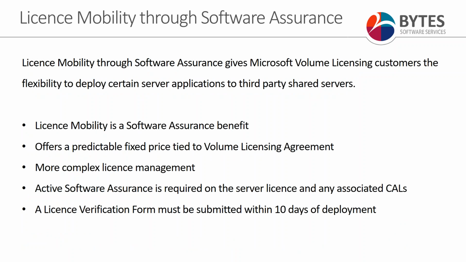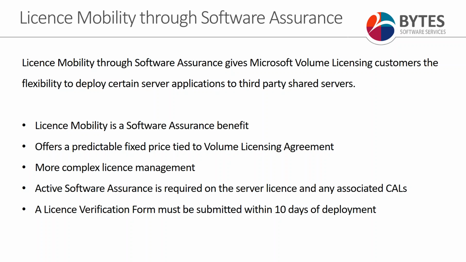So I mentioned license mobility, and specifically license mobility through software assurance. License mobility is a software assurance benefit. When you purchase a license from Microsoft, you have the option to purchase software assurance at the point of purchase. It's not something that can be added on after the purchase of the license. So an important note there is to make sure you purchase it at the point you buy the license.